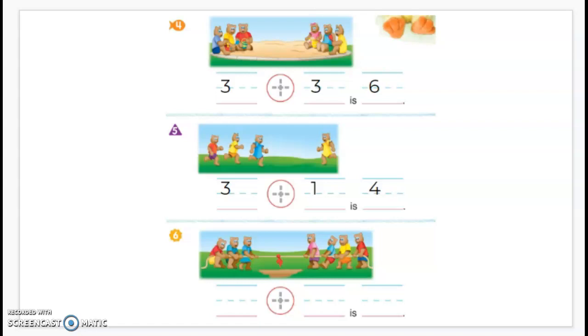And for the last one that we're going to do together today, they are playing, what is this called again? Oh, tug of war. On the left side, I see 3 bears. Plus, I see 1, 2, 3, 4 bears on the right side. I can ask myself, how many bears are playing tug of war? So how many bears in all? 1, 2, 3, 4, 5, 6, 7. 3 plus 4 is 7.